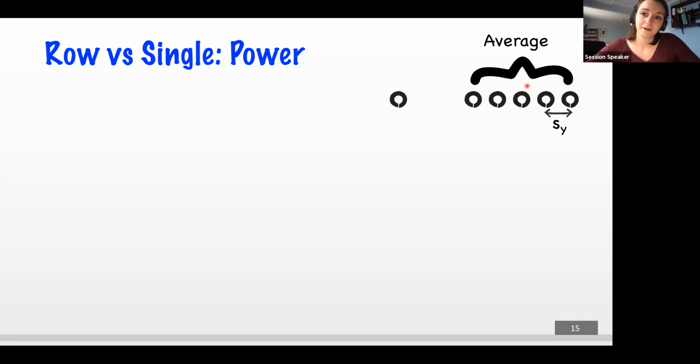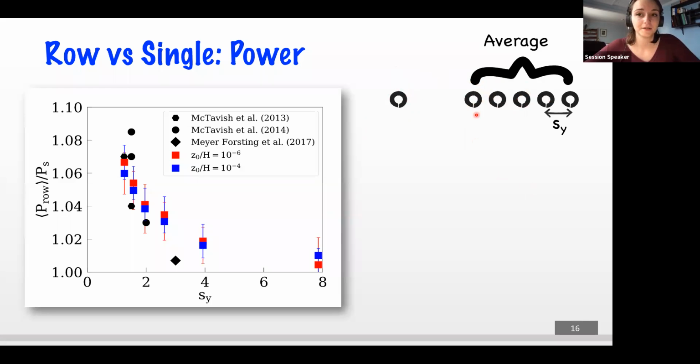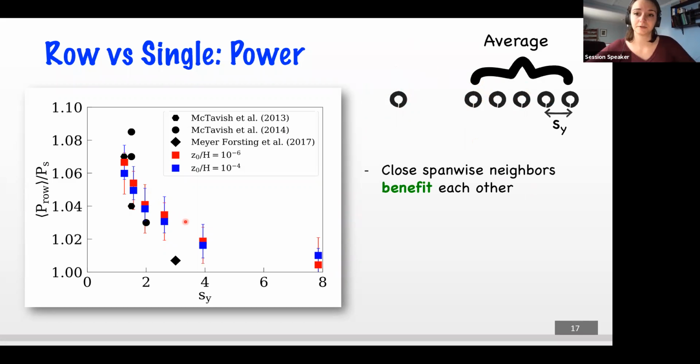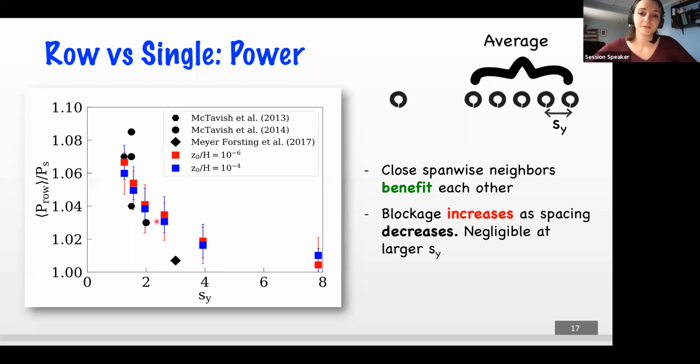So the average power of a turbine in this row compared to this single turbine is as follows. It is notably above 1 for all points, so close span-wise neighbors seem to benefit each other here. As well, when the spacing is smaller, this blockage effect is more enhanced, and when it's larger, it's actually approaching 1, which means that a turbine here performs similarly as a single turbine.